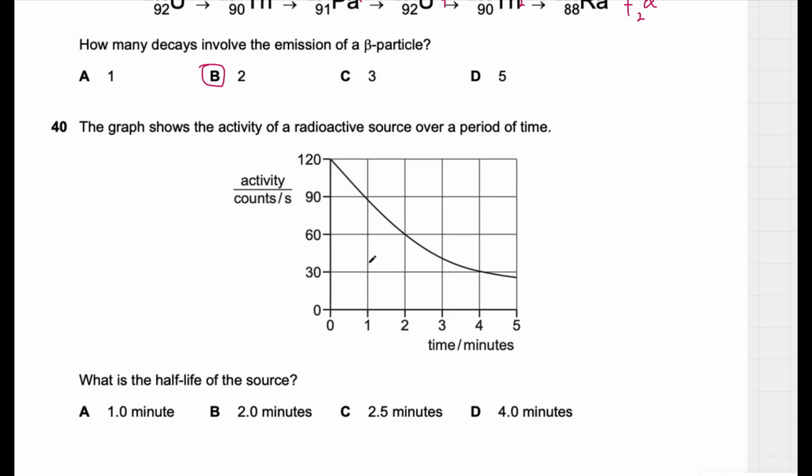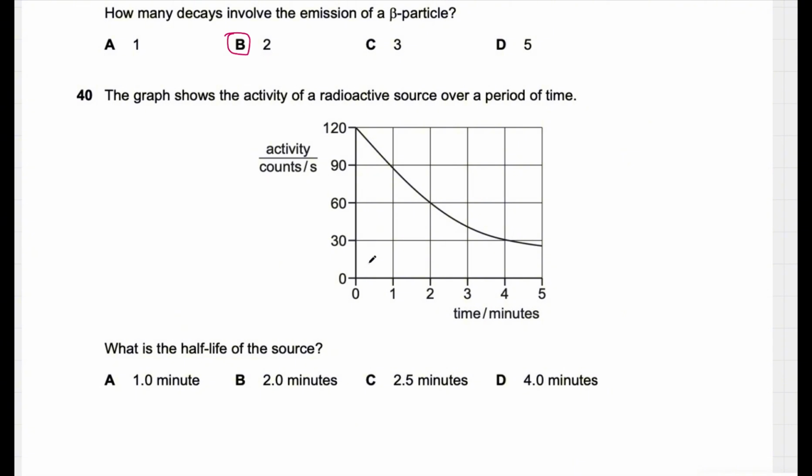Question number 40 says the graph shows the activity of a radioactive source over a period of time. What is the half-life of the source? This is the highest activity, 120. Half of 120 is 60. So 120 divided by 2, you get 60. Trace 60 to the graph, trace it down. 2 minutes. The answer is 2 minutes. So you look for 2 minutes in your options. 2 minutes is B. So your answer is B for this question.